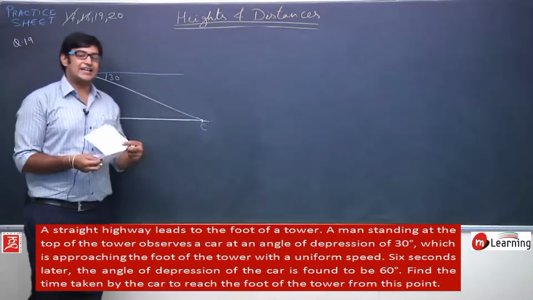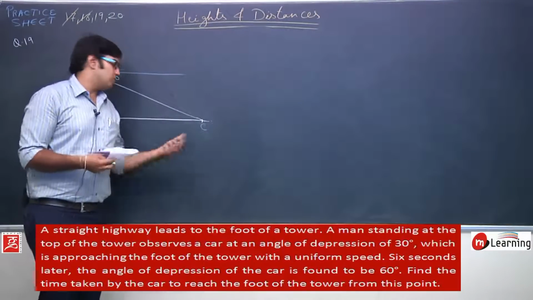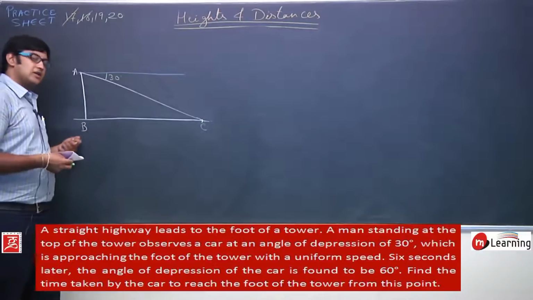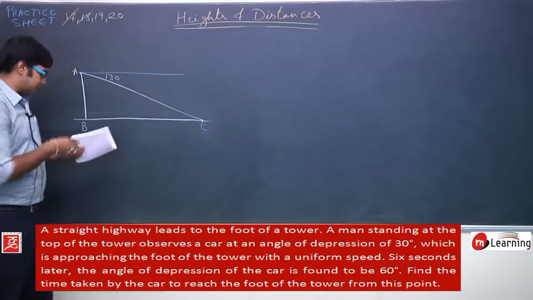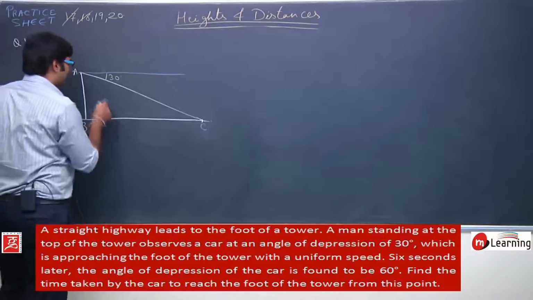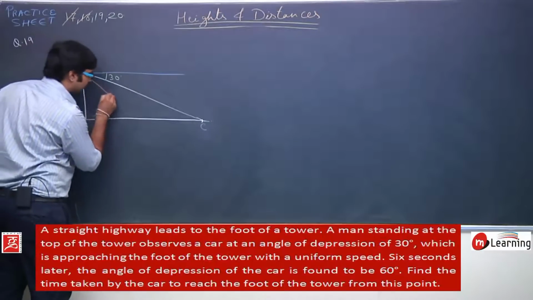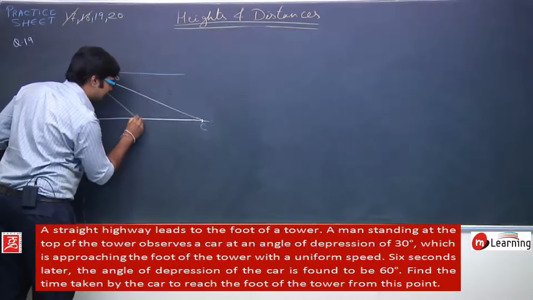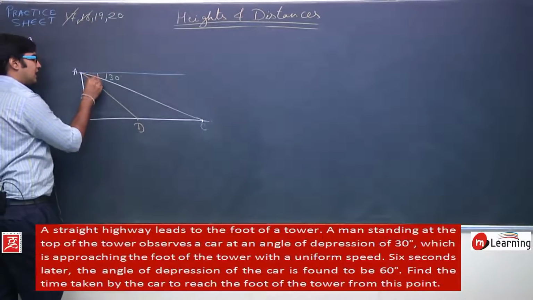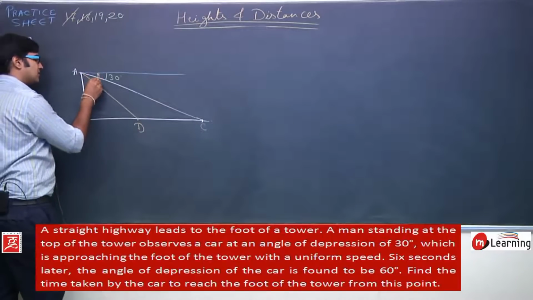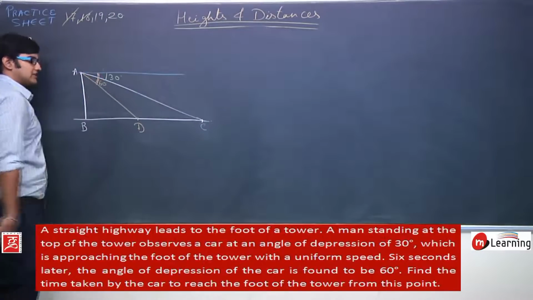Now after 6 seconds, the car approached towards this tower and the angle of depression becomes 60 degrees. So let us say at some point D, like this, there is a point D. When the car is at point D, the angle of depression becomes 60 degrees.